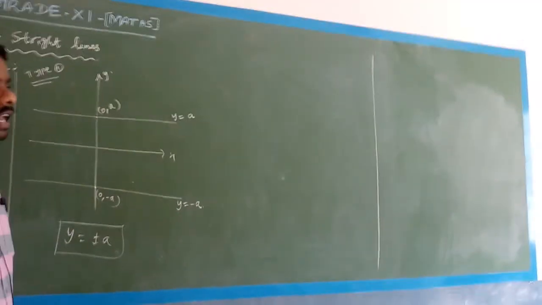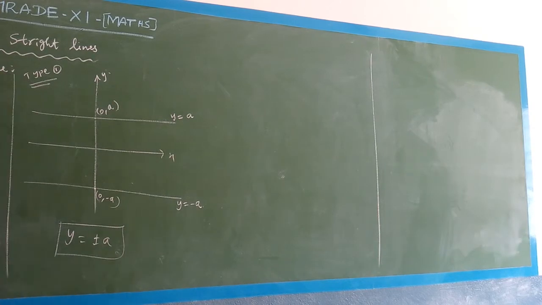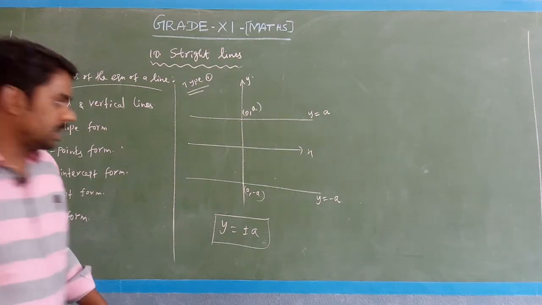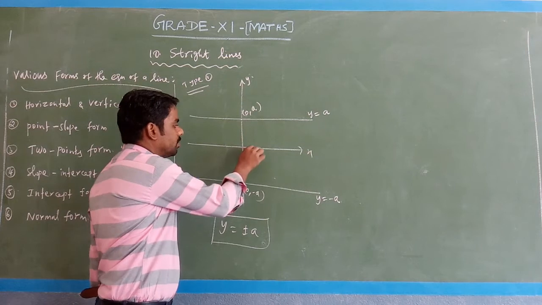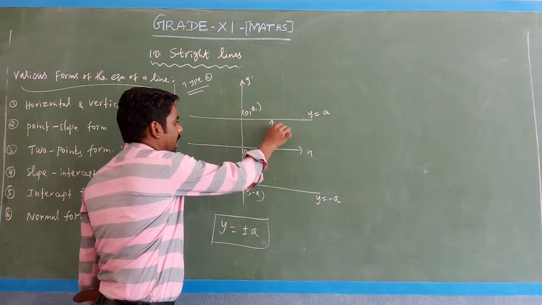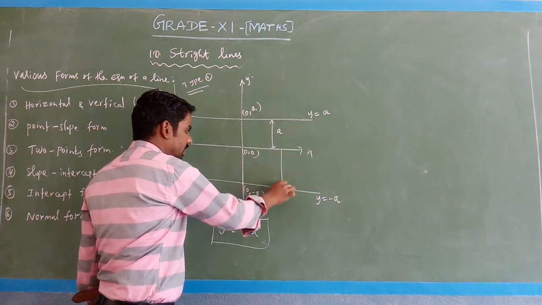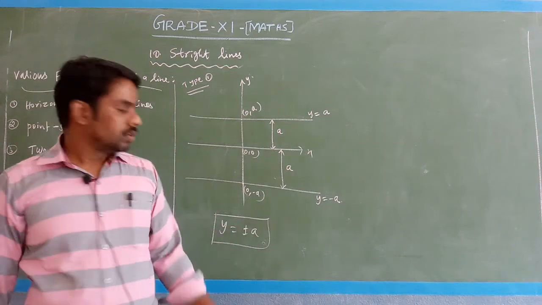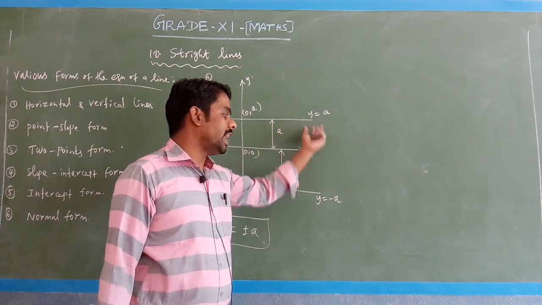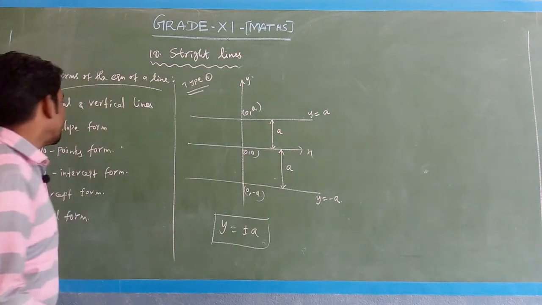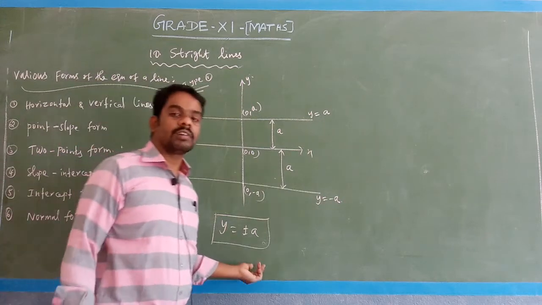Therefore, the horizontal line equation is as follows. Here this is the origin, 0 comma 0. Here the distance is a. The distance is also a below the x-axis, which is called minus a. So the equations are y equal to a and y equal to minus a. So the line is a horizontal line, and the equation is y equal to plus or minus a.